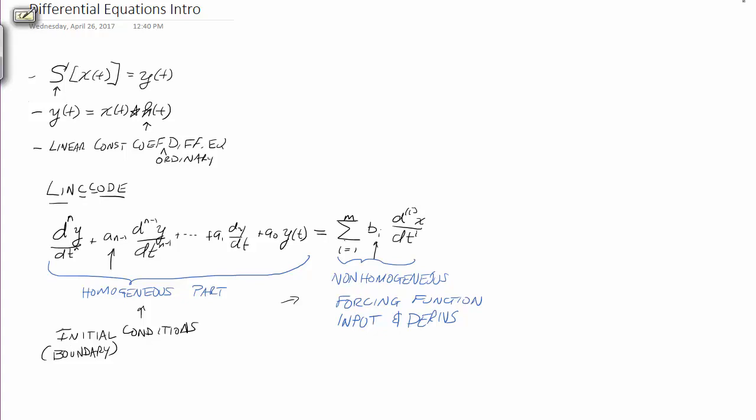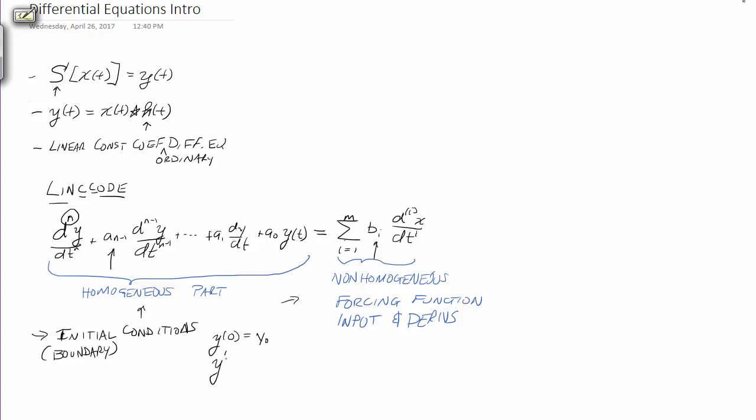But all our systems will have its independent variable to be time, so I'm just going to call them initial conditions. And these are the n conditions that your output must satisfy. So for an nth order diff EQ, you need n initial conditions. And they're typically listed from the lowest derivative up to the highest.